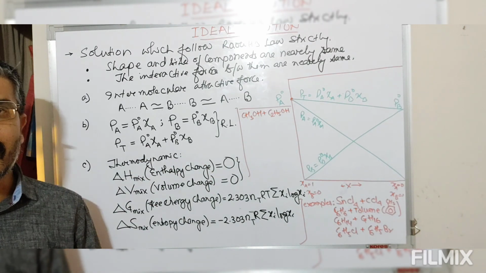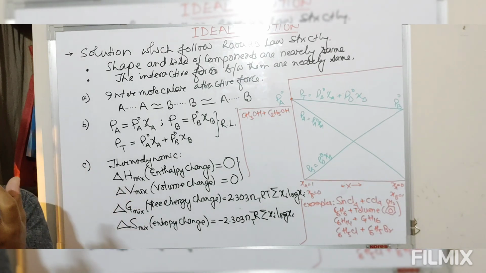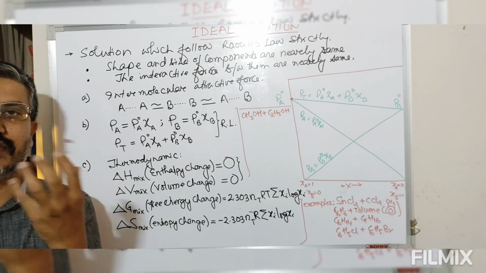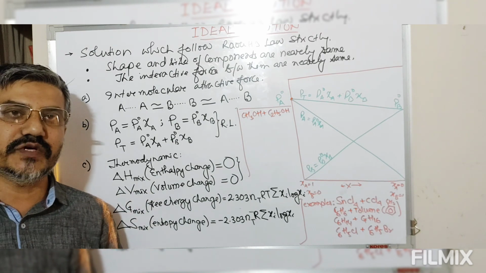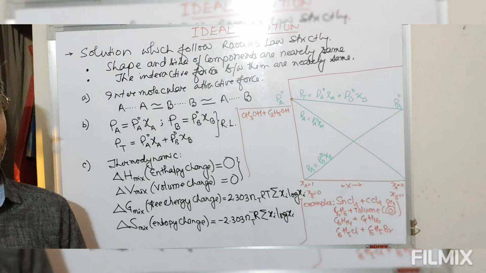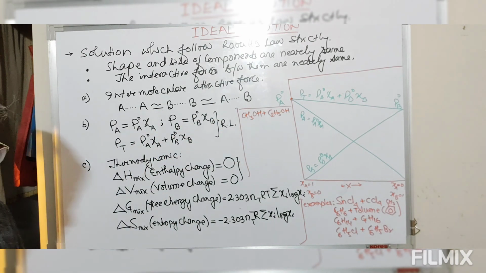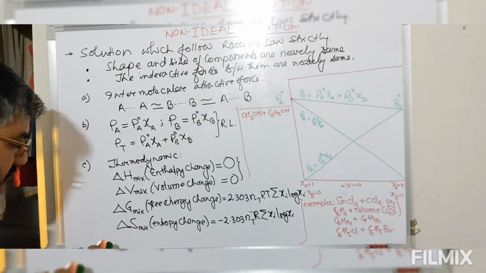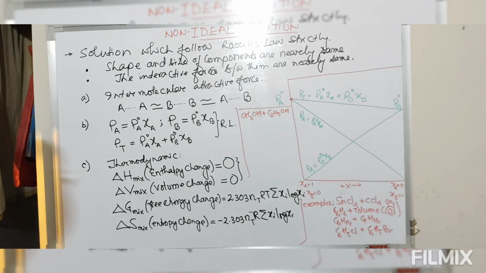Now coming to next, that is non-ideal solution. Now if the molecular shapes and size are different and the interactive force between the different components is different in magnitude than the interactive force between the same components, then those types of solutions are known as non-ideal solution. So after this ideal solution, we are saying non-ideal solution. So next heading is non-ideal. So these solutions do not follow Raoult's law.